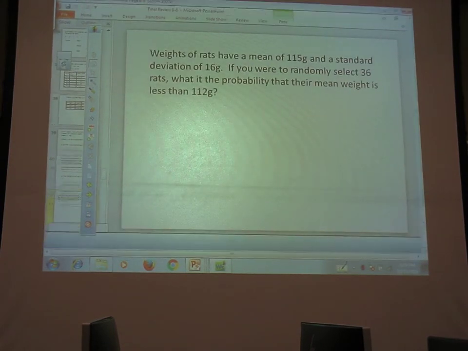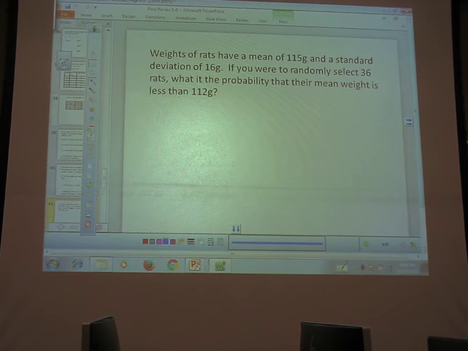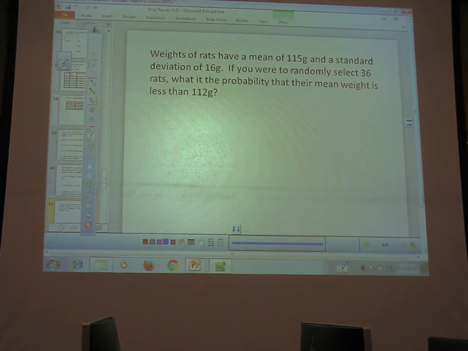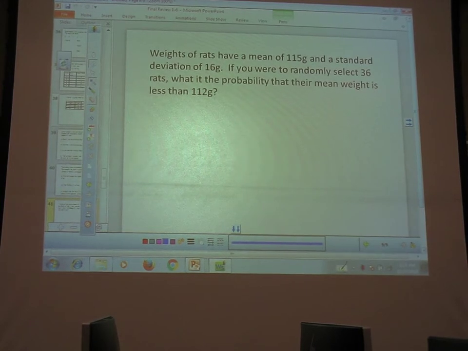We're going to do part 1 now. So if we have 36 rats, what's the probability that the mean weight of those 36 rats is less than 112? This is the one. It's pretty much the same thing. So you have that, you did that.